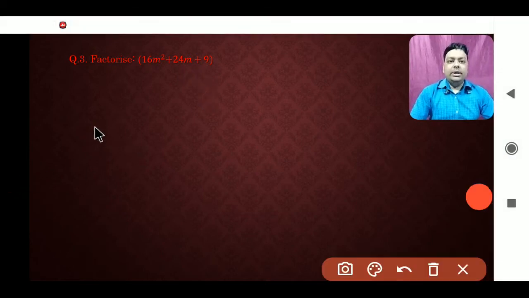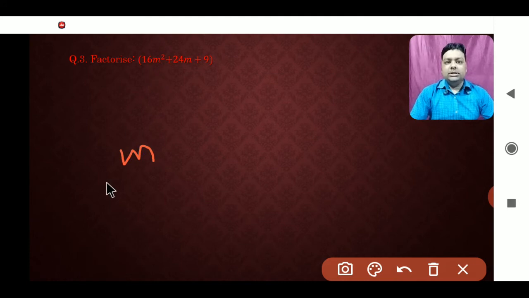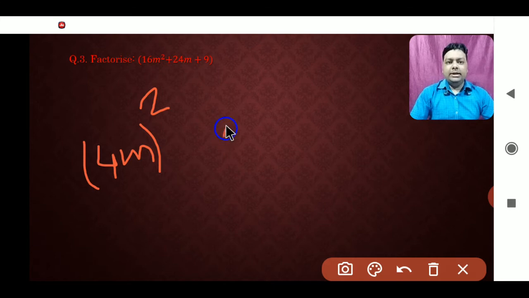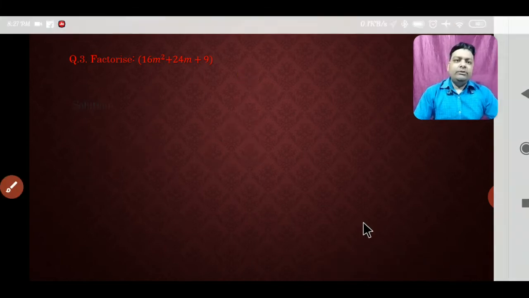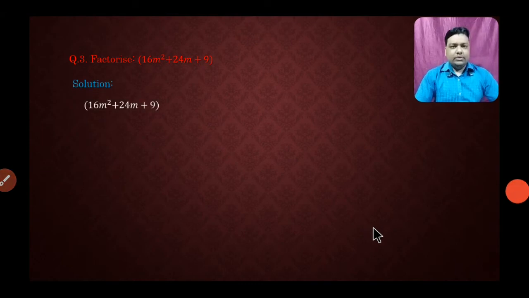Now here 16m². So we know that m² is the square of m. Okay. And 16 is the square of 4. So we can write 16m² as (4m) whole square. Same as the last term is 9 and it is the square of 3. It means we can write 9 as 3 whole square. Okay, students. It means both the first and the last term are perfect squares. Now, at first we will write the question. Okay. It is already arranged.